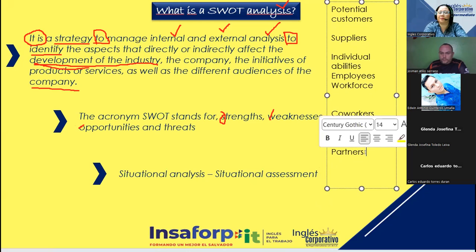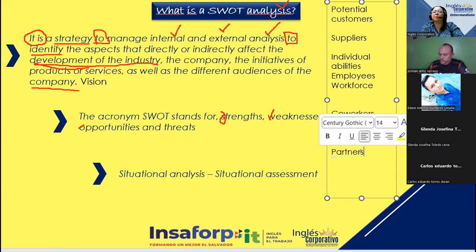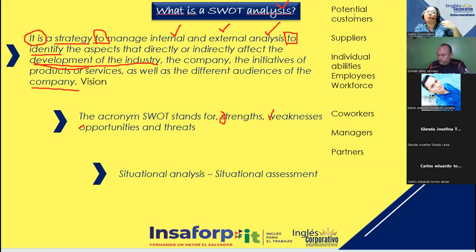Vision. I'm sorry, I didn't get it. Vision of the company. Oh, the vision. Okay, yeah, the vision is designed for the people. Yes, because it's the people who are going to take the company to the positioning that we want, right? Or the product to the place that we want it in the market. Yes, you're right. Okay, people, so the audiences of a company are the market, right? In the market, we have potential customers, suppliers, workforce or employees, right? And they have their own individual abilities, right? Co-workers are the people who work with us.